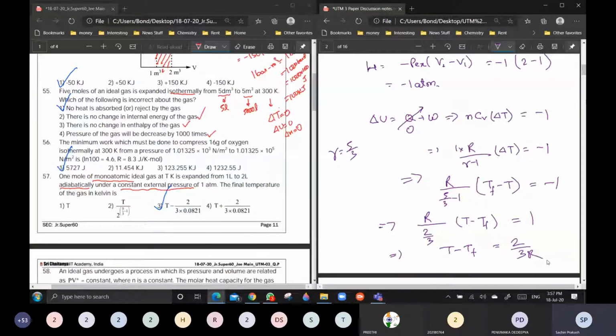So TF is equal to T minus 2 by 3R. R is 0.021, so the answer is 3.